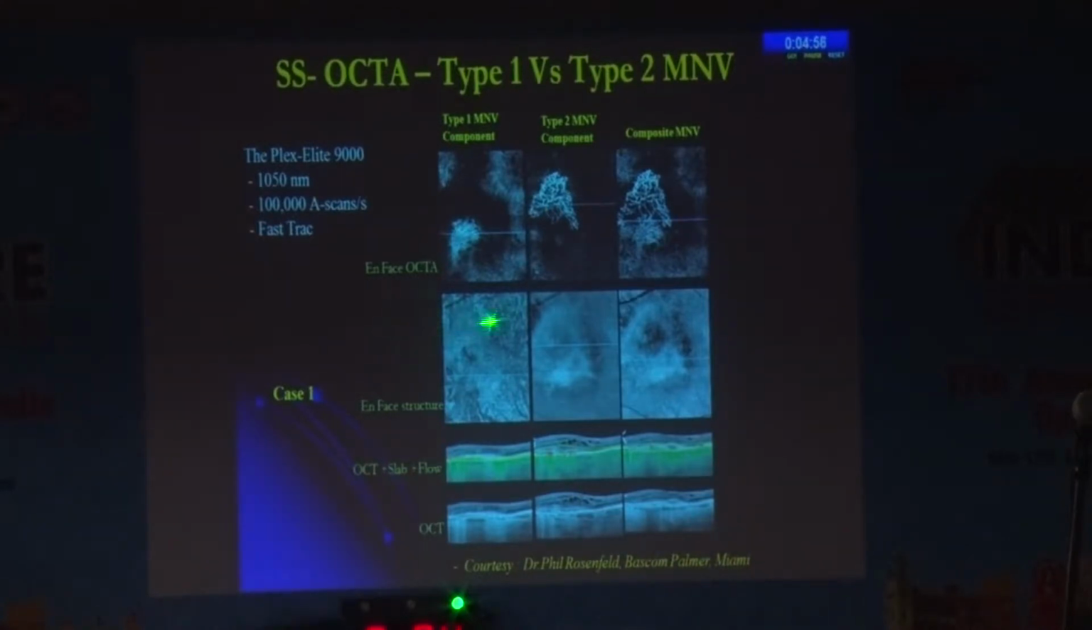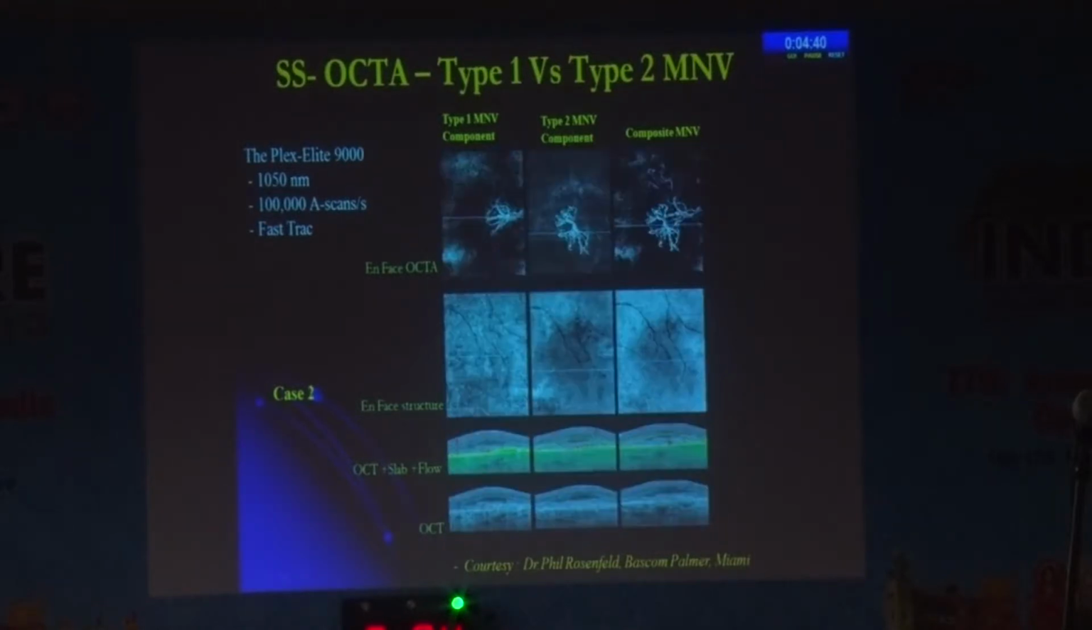So you see first you have the type 1 MNV component, and then as the slab is moved up, you pick up the type 2 MNV component. So beautifully you see there are different locations, and the composite, when you move, you have these two slabs included. Another example where you have a very separated type 2 MNV component and type 1 MNV component, and you can actually look at the different components in isolation.